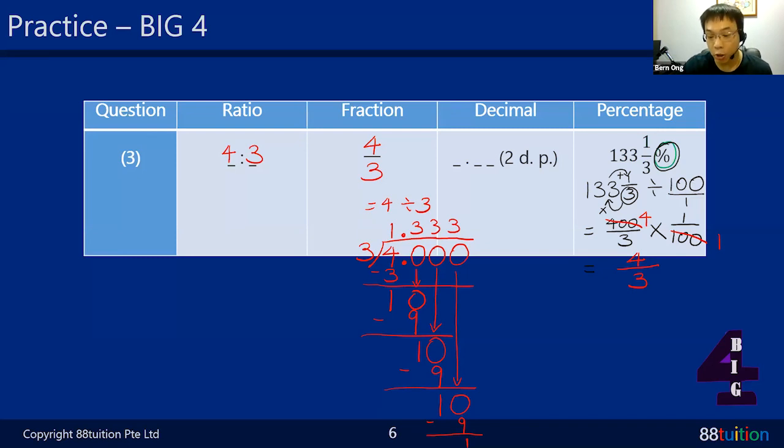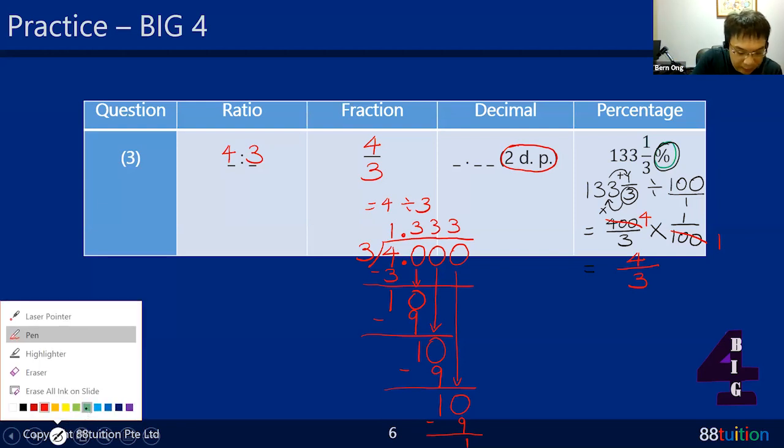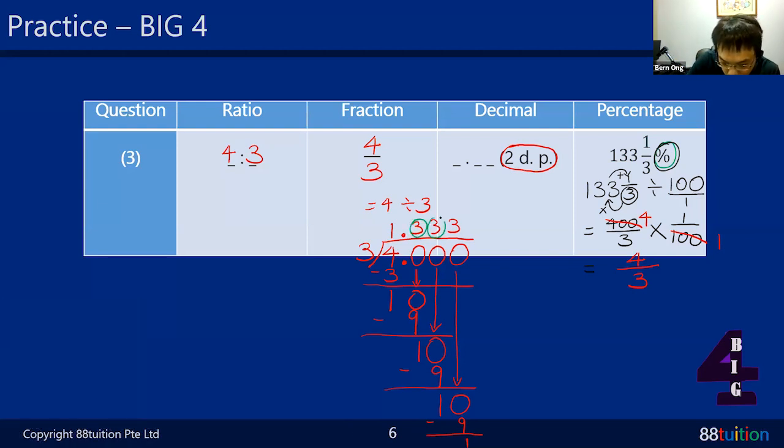Can you see that? In order to have a 2 DP, DP means decimal place, you need at least 3 numbers on the right hand side: 1, 2, 3. How come? Because you need this last decimal to determine whether to round up or to maintain. For 2 decimal places, you look at this 3, the second decimal place. To determine whether to round up or to maintain, we have to look at the next number.